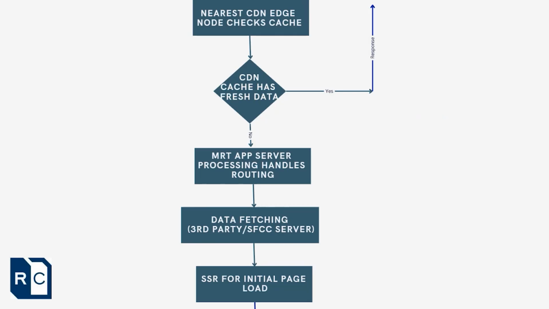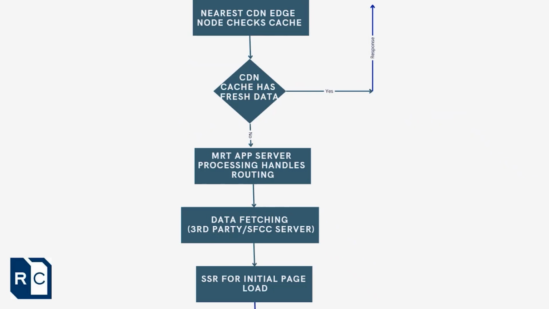This is another thing that is different between SFRA, Site Genesis, and Composable: SFRA and Site Genesis would generally have to route that request to SFCC, and that SFCC server, through a controller or any service that is set up in that code base, would then make the API call, get the data, and then return it to the requester. In this case, the MRT app server can route that request directly to the third party.